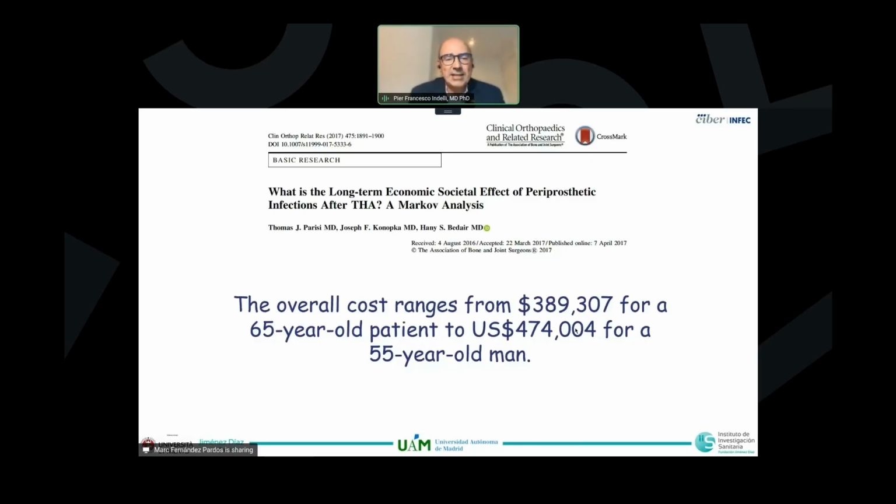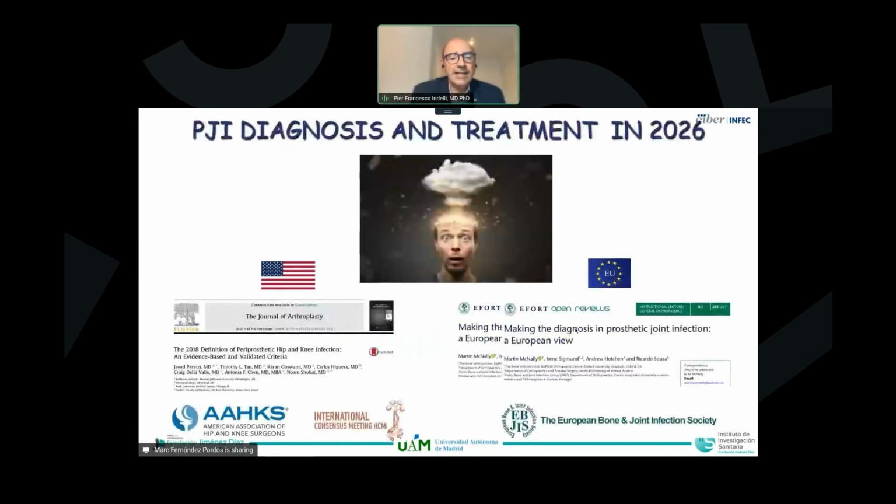We know that in the United States, the cost of healthcare is higher than in other parts of the world. But you can see here that the average cost for a periprosthetic joint infection for a patient 55 years old is almost $500,000. So as Jamie just showed, there are profound differences. I call it transatlantic differences between Europe and North, Central, and South America and the rest of the world in PJI diagnosis and treatment in 2026.